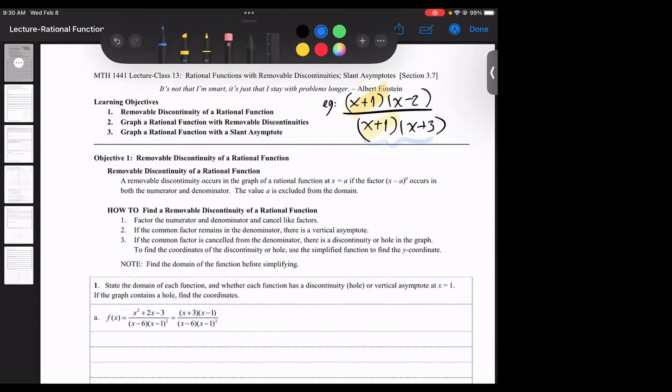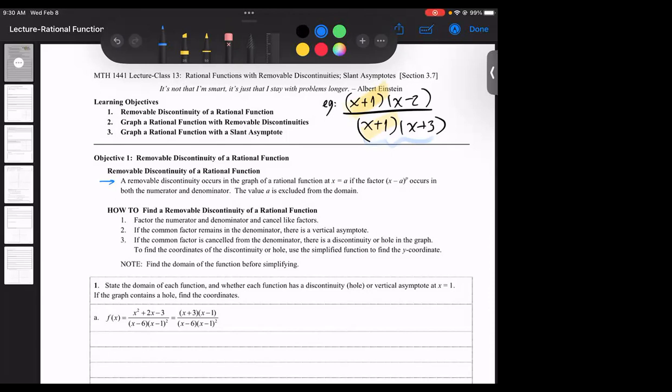A removable discontinuity occurs when the graph of the rational function at x equals a, here x equals -1, has the factor x minus a to the n power, here the factor is x plus 1 to the first power, occurring in both numerator and denominator, hence you can cancel it, hence removed, right? The value a is excluded from the domain.